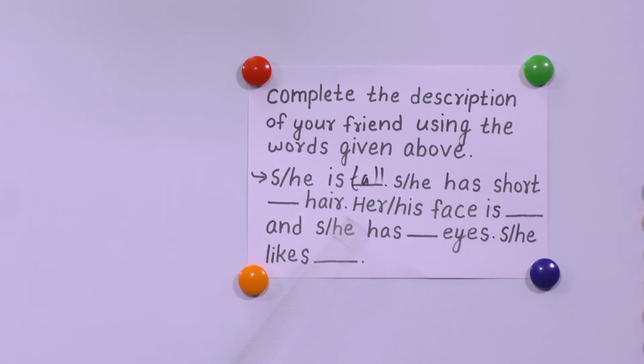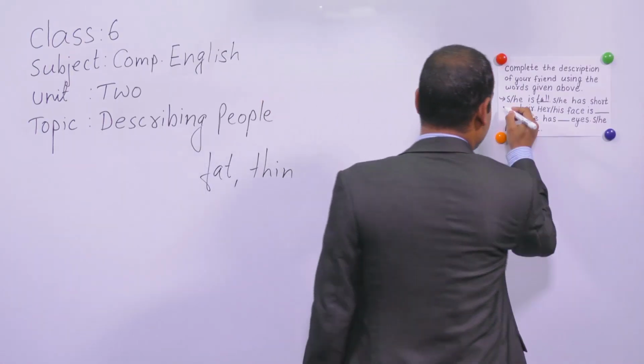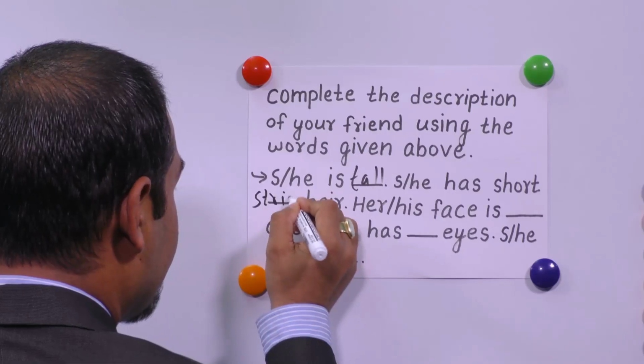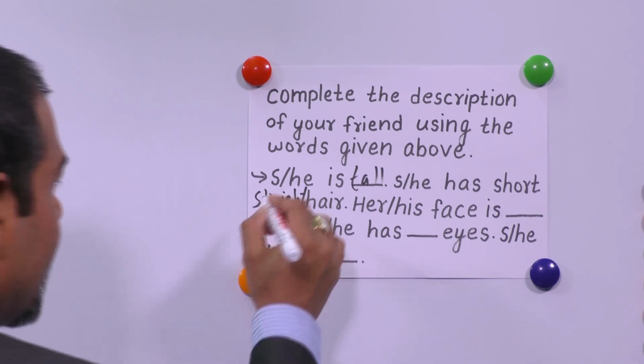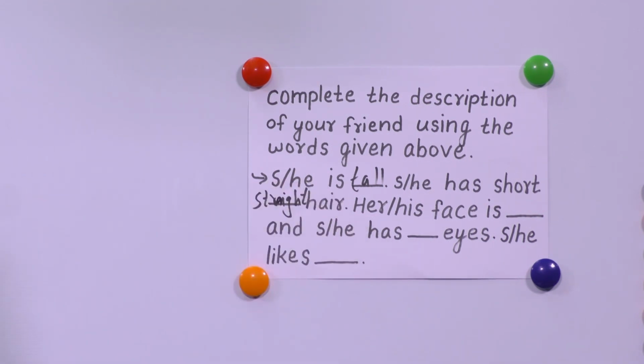You can say short hair. What type of hair? Short. You can write straight hair, S-T-R-A-I-G-H-T. Or if your friend has curly hair, you can write short curly hair. Okay. S-T-R-A-I-G-H-T, sorry, straight. Okay.